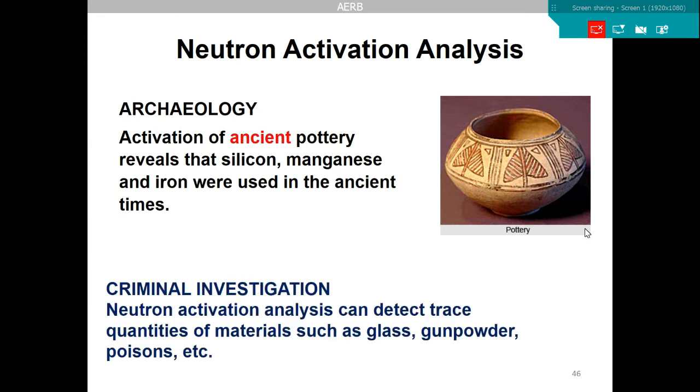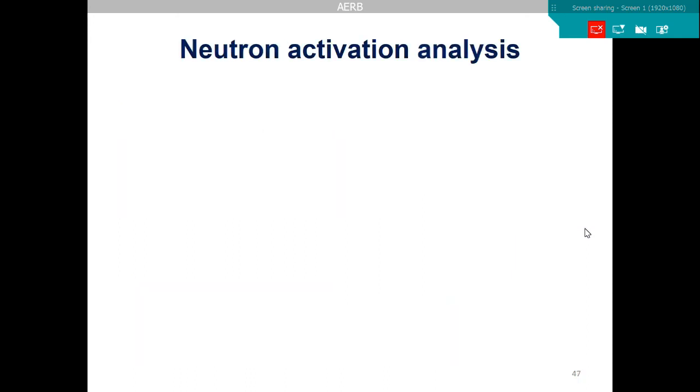And second, criminal investigation. Even items like small pieces of glass, gunpowder, poisons, whether they're present at the crime site, can be found using this neutron activation analysis. Now I'll give an example of forgery detection. The next two examples are very well known in Europe, and we know about it because we have theoretical knowledge.